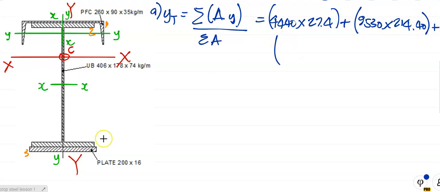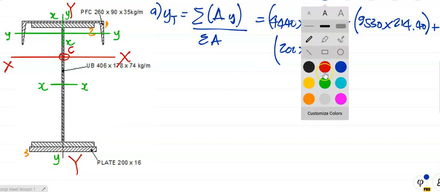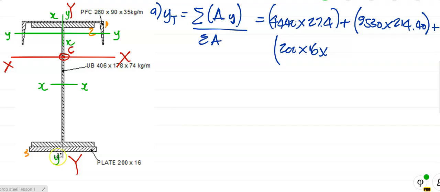Plus the plate. Now the plate doesn't have its own set of tables. The plate we treat as a rectangle like we always did. So what's its area? Its area is 200 times 16. There we go, we treat it as your normal rectangle, times what's y for the plate? Y is the distance. Sorry, let me just quickly draw in the x-axis for the plate. Okay, what's y for the plate?